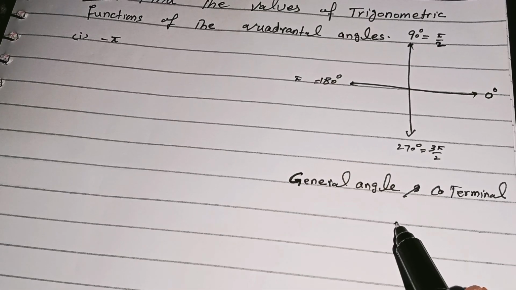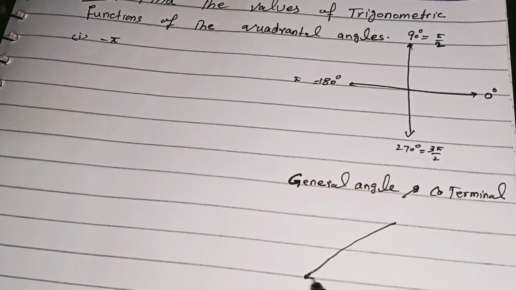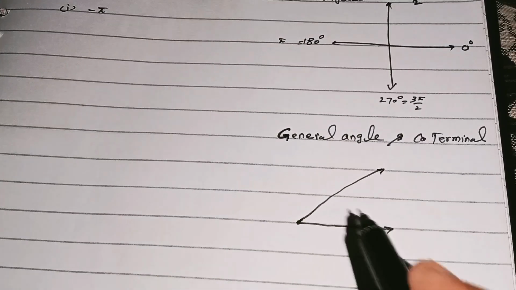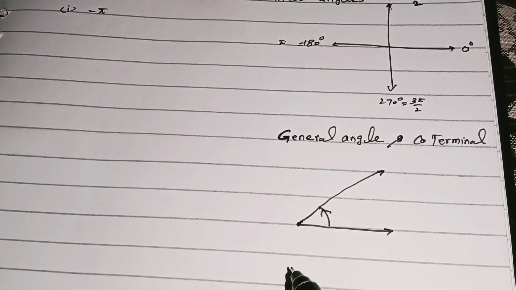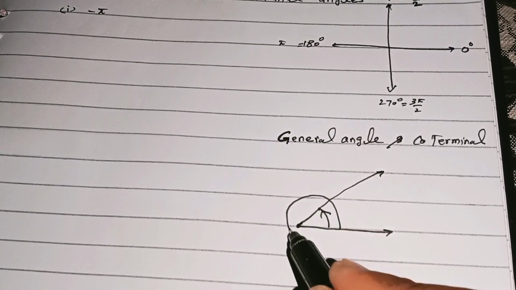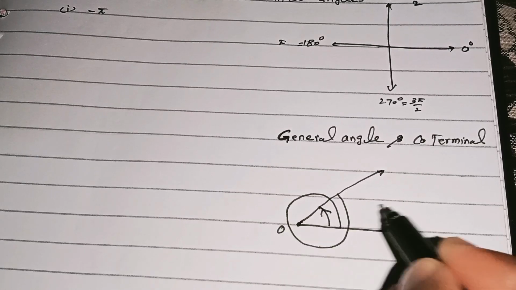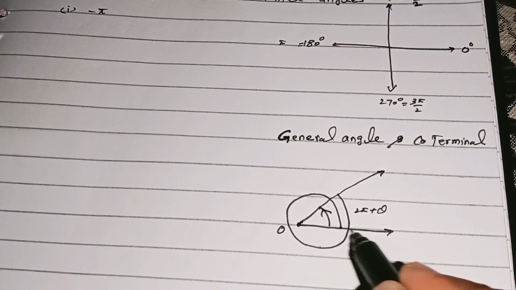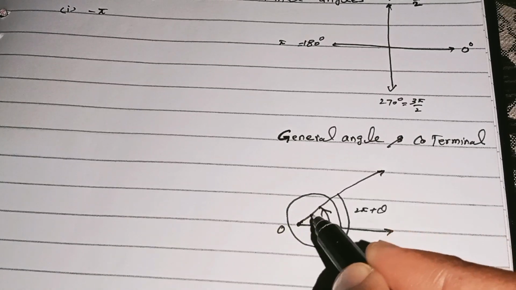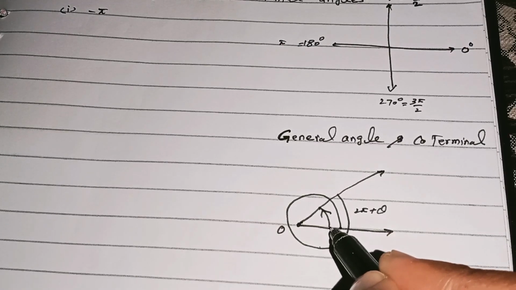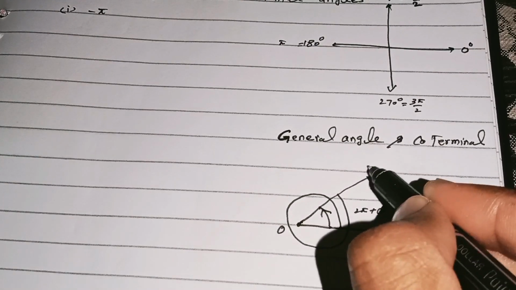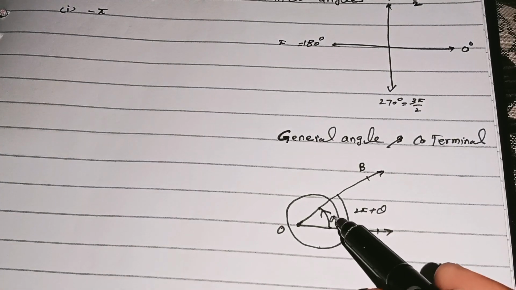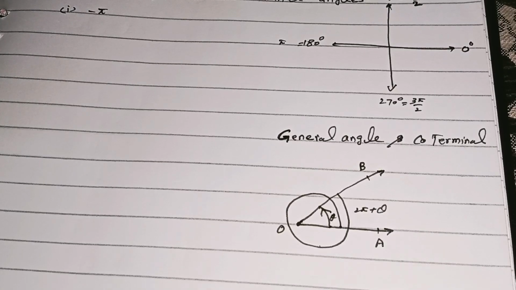General angle or coterminal angle: the angles which have the same vertex, same initial arm and terminal arm. For example, in the anti-clockwise direction we have an angle theta. After one revolution, the angle 2 pi plus theta starts from this line and terminates at this line. Theta also starts from the line OA and terminates at line OB. So we can say angle theta and 2 pi plus theta are coterminal angles.